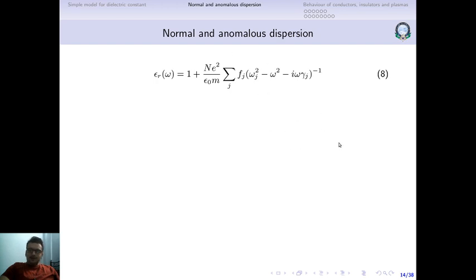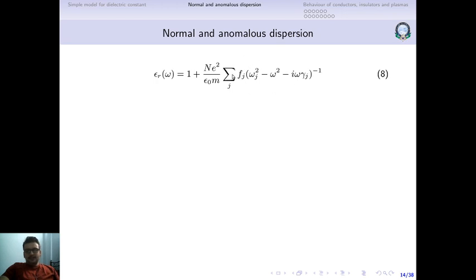Now out of all these resonant frequencies, one of the resonant frequencies happens to be 0. Corresponding to that resonant frequency, the fraction f, or the oscillator strength, we call it f naught. So in this summation we'll pull out that term. In this summation we have many different terms, and one of these terms has a resonant frequency of 0 and a corresponding oscillator strength of f naught.